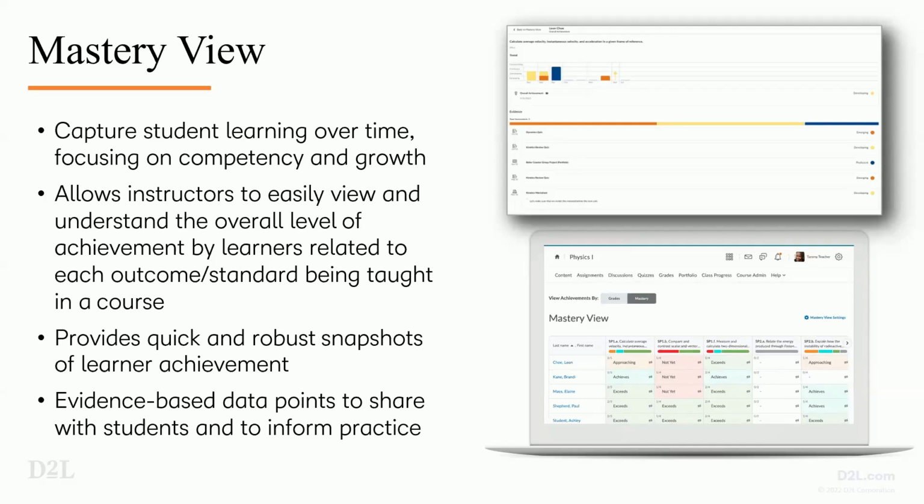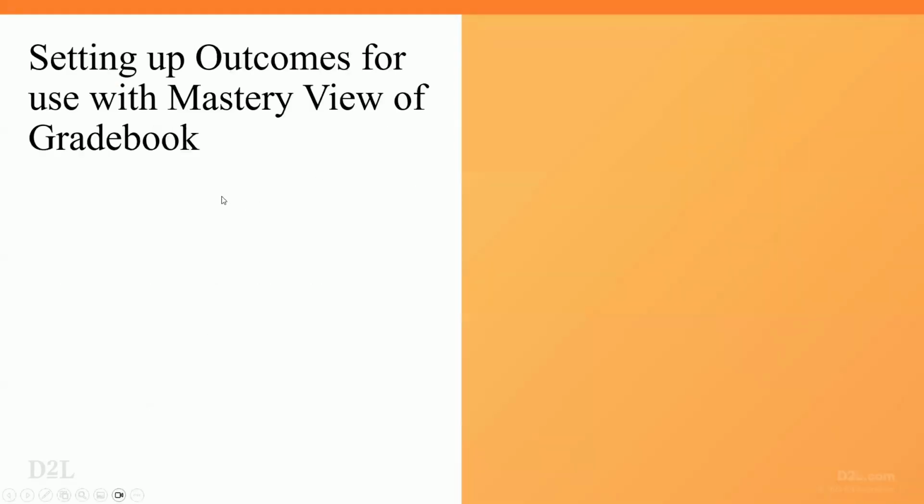So the mastery view allows instructors to easily view and understand the overall level of achievement by their learners that's related to a specific outcome, competency, or standard that's being taught in your course. So it provides a really quick and excellently robust snapshot of learner achievement. It's based on evidence-based data points, and you can share these with students and to inform your own practice.